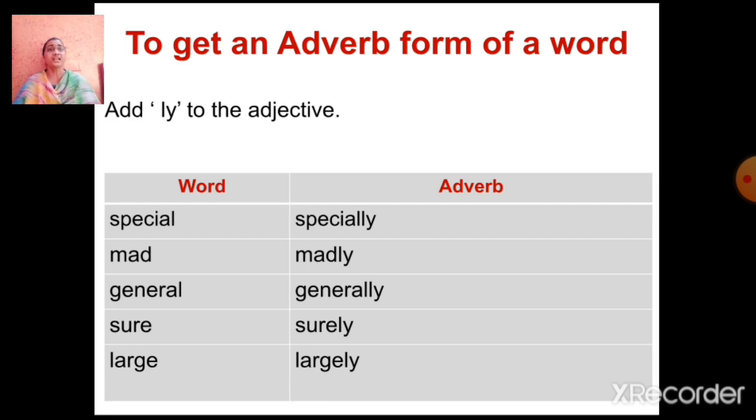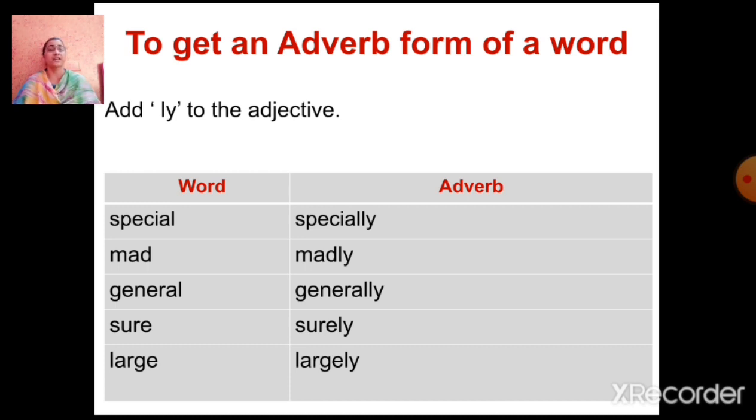Now the next word is mad. So the adverb for mad will be madly. Then is general, which is an adjective here. So the adverb form will be generally. Then the next is sure. So the adverb form will be surely. Now let's see this with a sentence. He will surely pass the board exams.